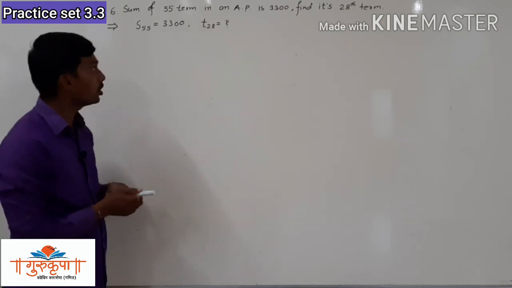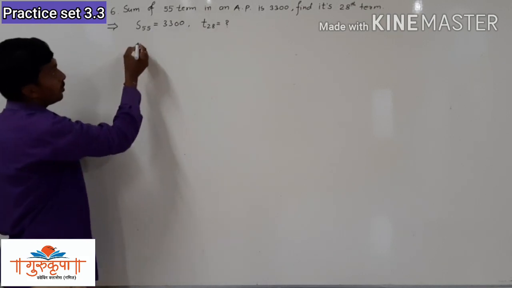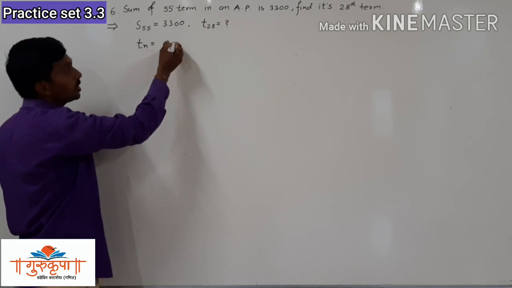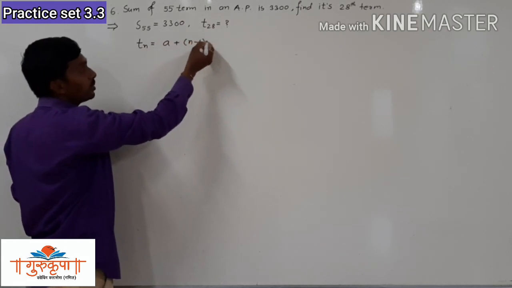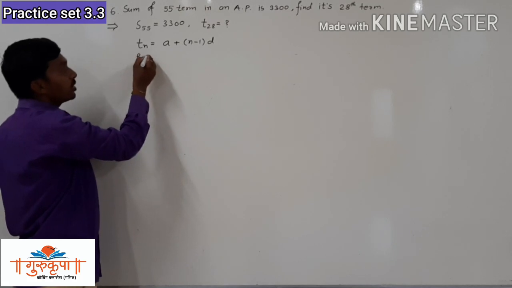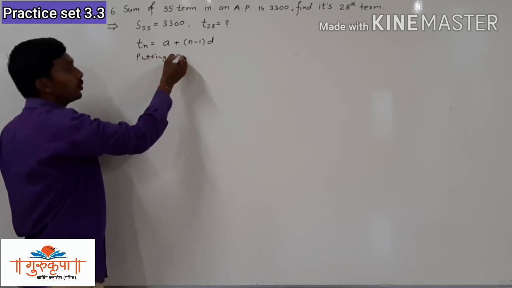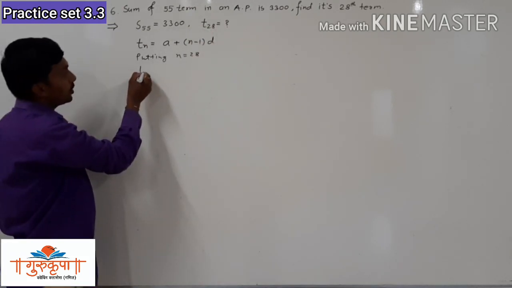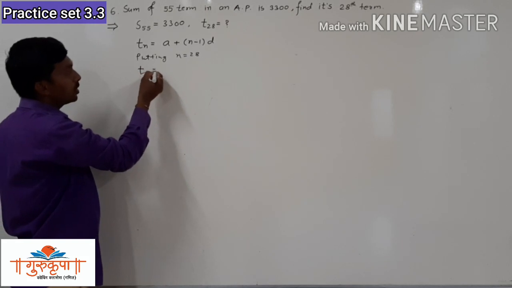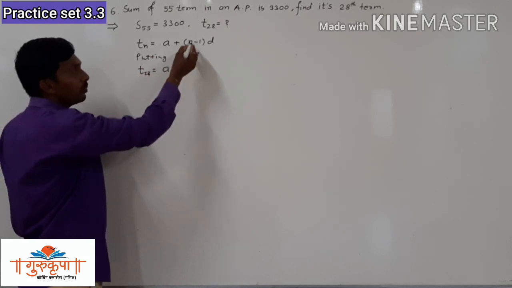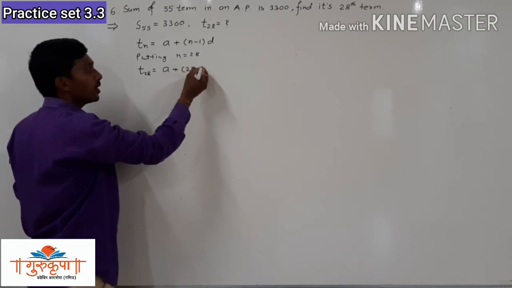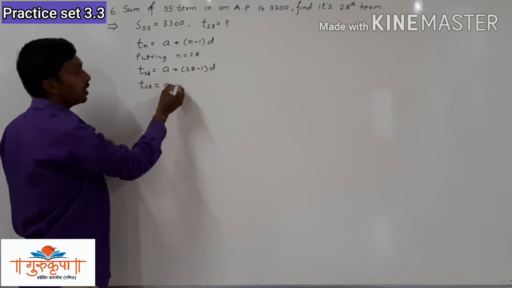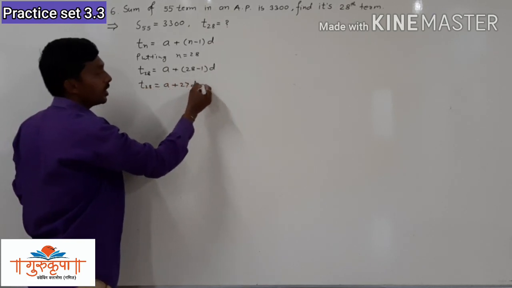That is very important. Since we have to find the 28th term of the AP, we will first use the formula for the general term of an AP, that is Tn is equal to a plus (n minus 1) into d. Putting n equal to 28, since we have to find the 28th term, we can write T28 is equal to a plus (28 minus 1) into d.